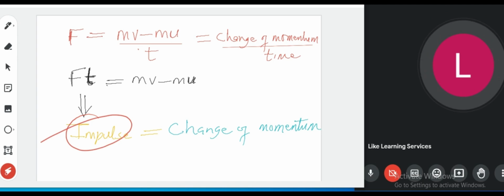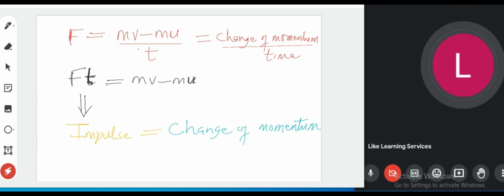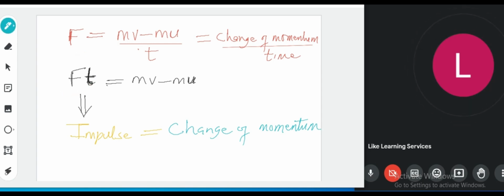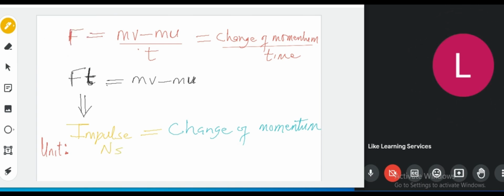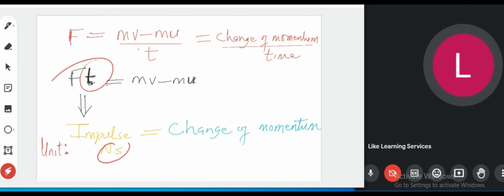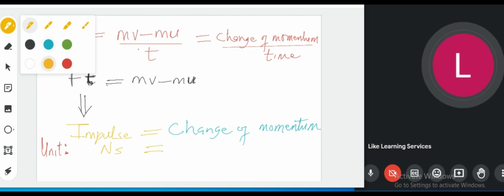The unit of impulse, since impulse is force times time, let's write the units here for each of them. For impulse, the unit is Newton seconds because it's about force and time. Force times time, or Newton seconds. While the unit of momentum is mass times velocity, so the unit of momentum is kilogram meter per second.